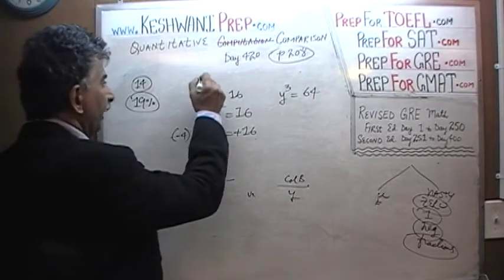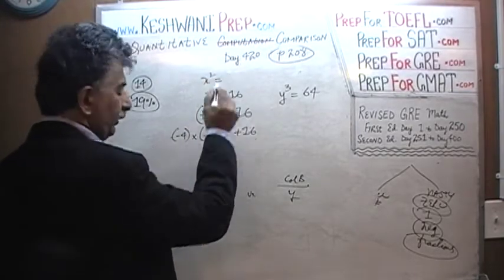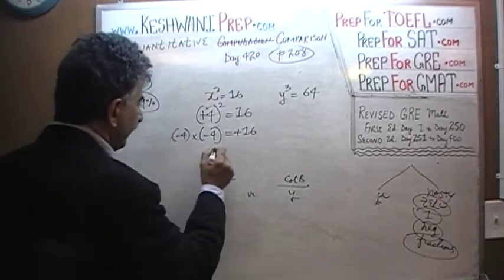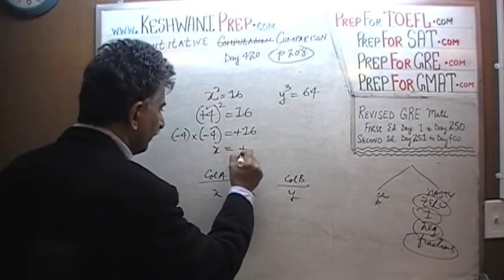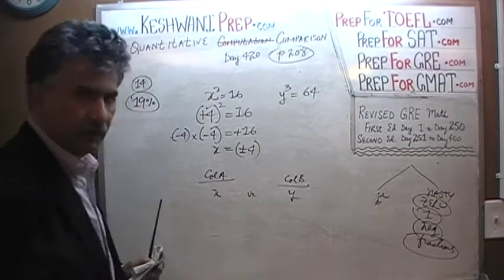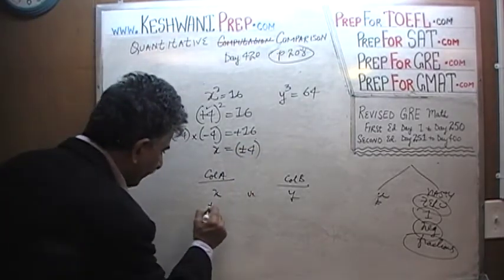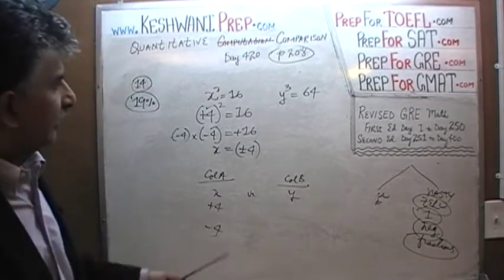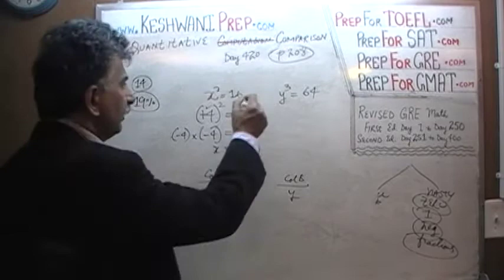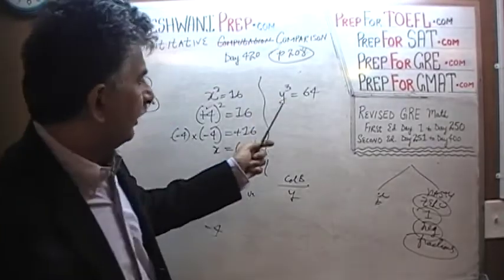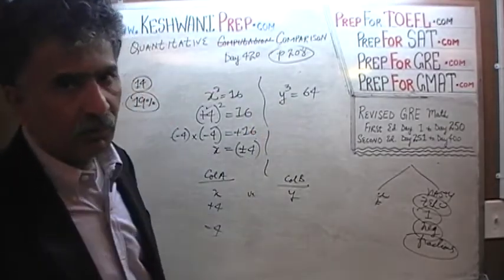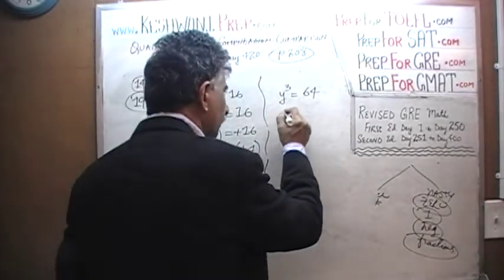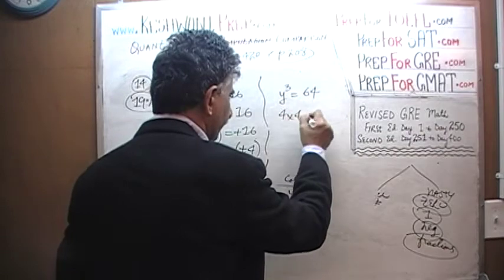This is how we write it: x squared equals 16, so x equals positive or negative 4. There are two possibilities. Let's take a look at y. We are told that the cube of y equals 64. So what number multiplied by itself three times would be 64?